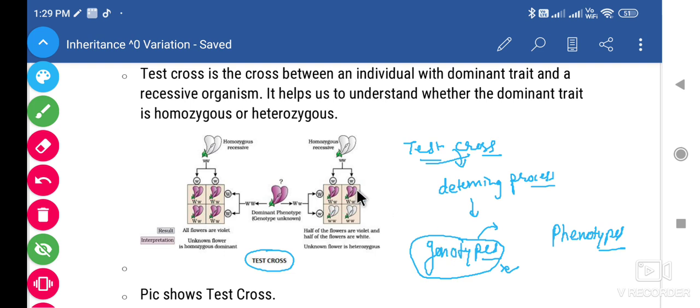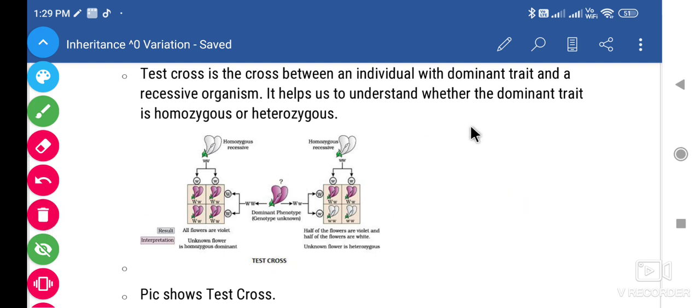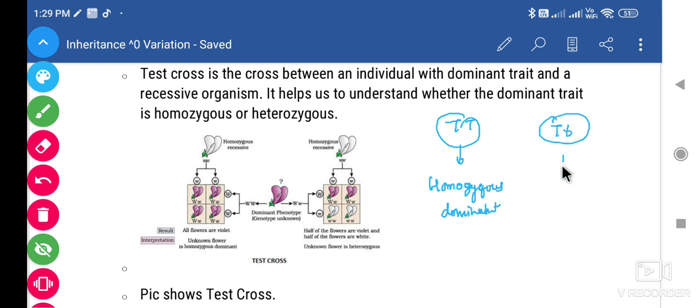First of all, capital T is a dominant trait, and the name of this kind of condition is homozygous dominant. Then capital T small t is normally called heterozygous.